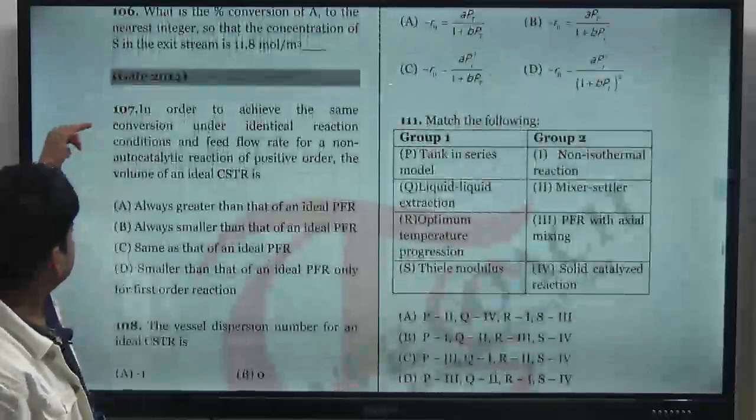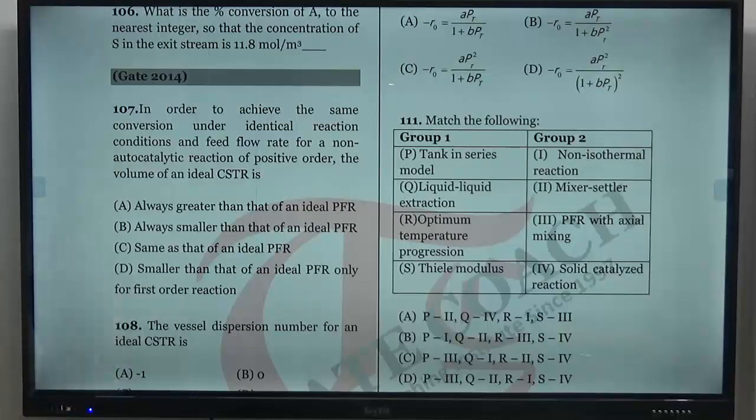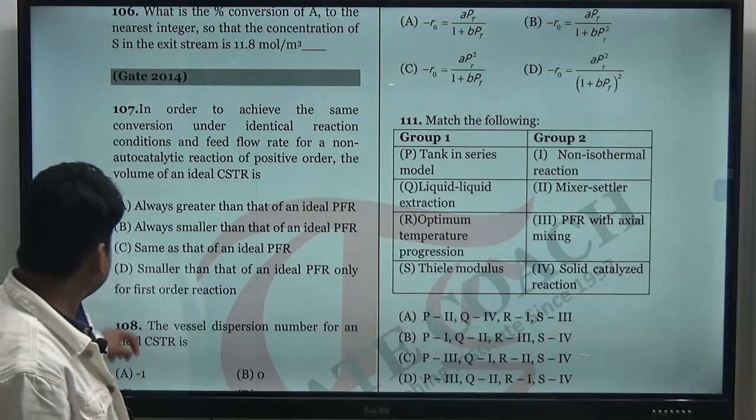Next, 107. That we have already done. Then 119.